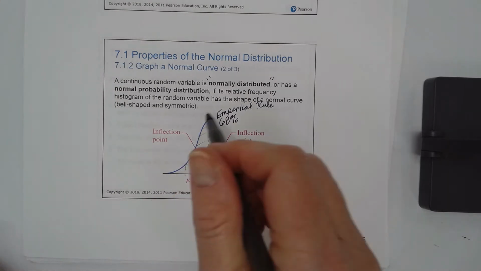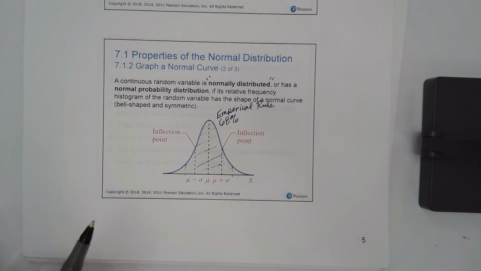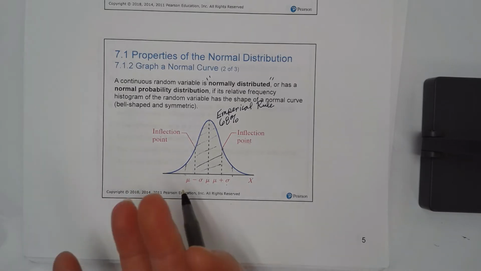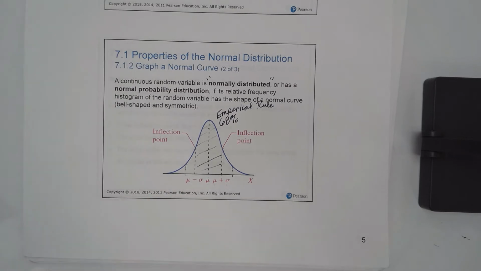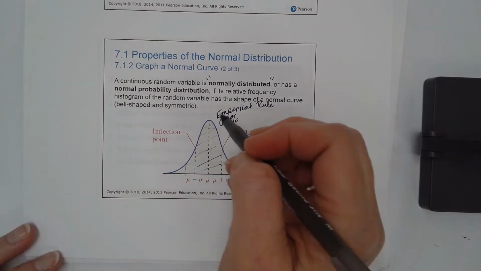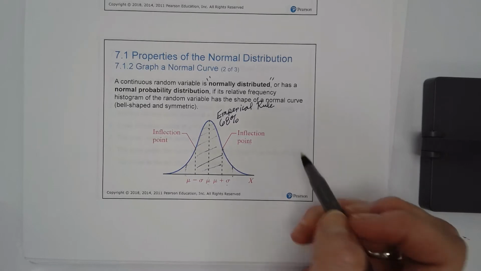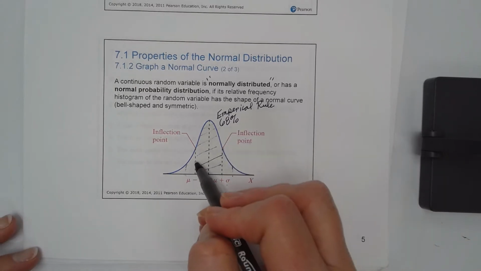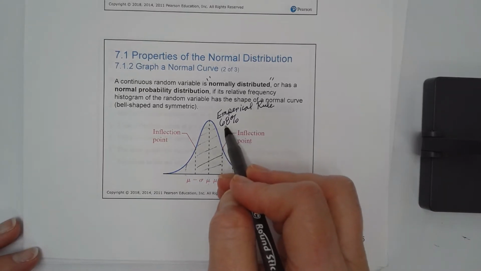What's the area under the whole curve? 100%, or 1. Because again, if you add up the probabilities of all possible outcomes, what does it equal? 1. So that's why the area under the whole curve is 1. But the empirical rule tells us within one standard deviation is 68%.